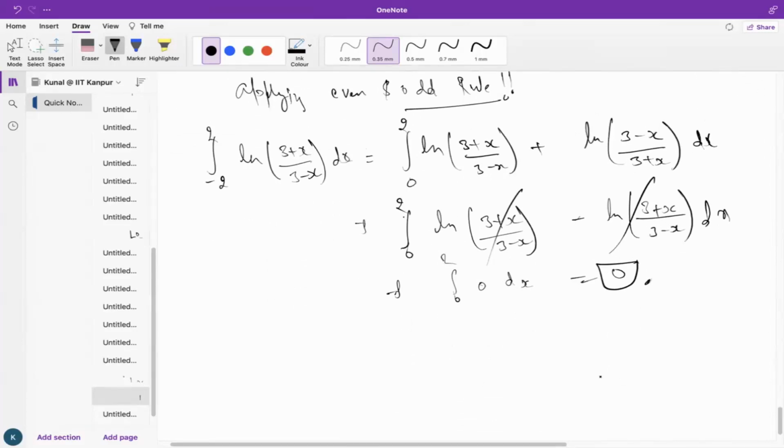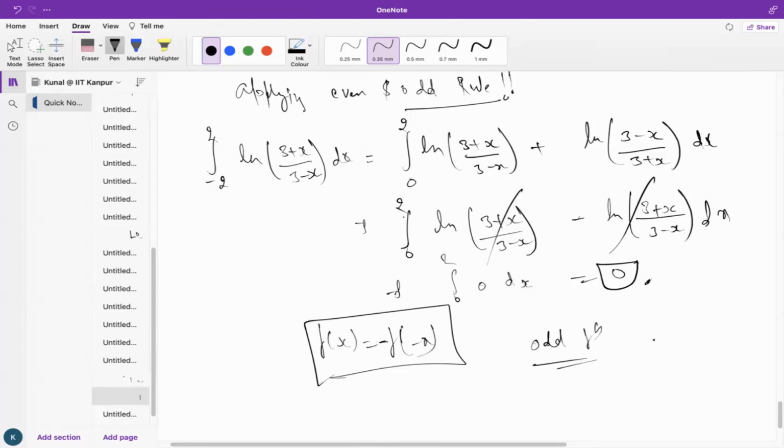It is 0. It's simple. Why is it 0? Because f(x) is equal to -f(-x), because the function is an odd function. Because the function is an odd function, our integral value is 0.